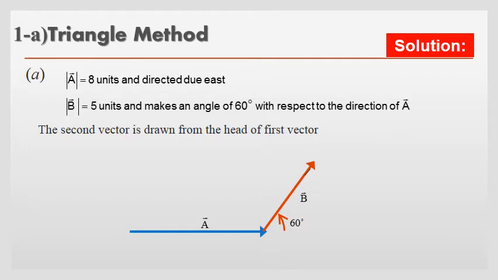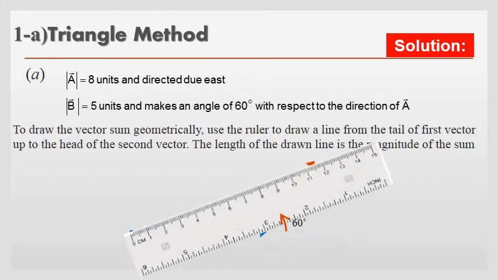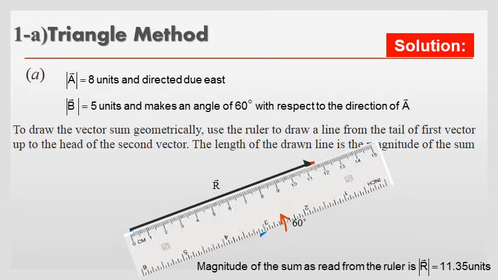The third step in our strategy is to draw the resultant, which starts from the tail of the first vector and ends up at the head of the vector B. Use the ruler to draw this line, and here the vector R, the resultant, is drawn. The length of this vector is 11.35 units, which represents the magnitude of the sum.